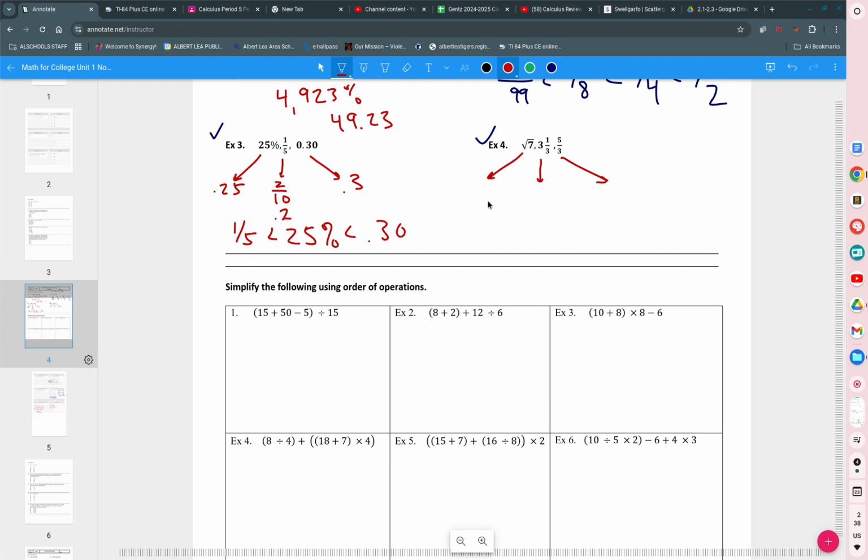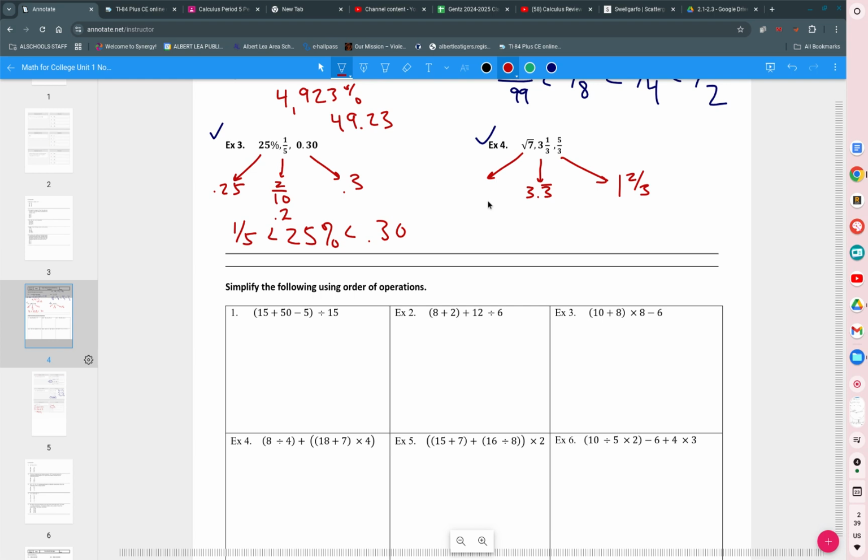I'm going to start over here with 3 1/3. I know that 1/3 is like 0.3 repeating, okay? And then 5/3, that's 1 2/3. So I'm not even going to worry about expressing that as a decimal because I know that 1 2/3 is for sure smaller than 3.3.